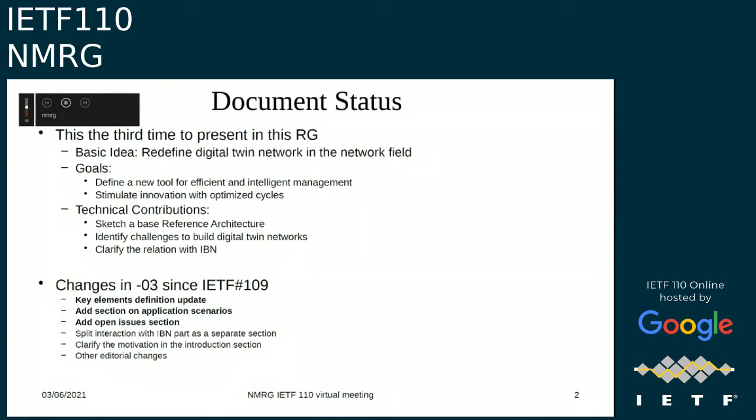So, document status. This is not a new draft. We already presented twice, so this is our 3rd time. Digital twin is not a new idea. It has been widely adopted in the industry field, for example in 3D printing and computer-aided design. Here we really want to apply this digital twin concept into the network field. The goal is to build the digital twin platform for more efficient and intelligent management, and also to leverage this to drive innovation with a more optimized service life cycle.